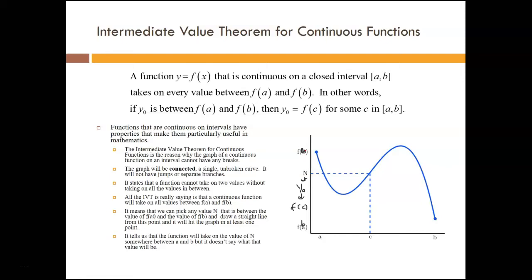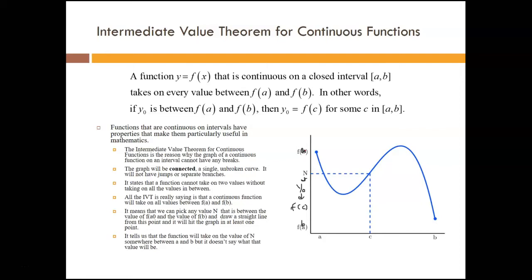Let's dive deeper into what that is really saying. So the first part of the statement: a function that is continuous. Functions that are continuous on intervals have properties that make them useful. Continuity was the beginning of this unit. Continuity says that there are no holes, jumps, or vertical tangents.